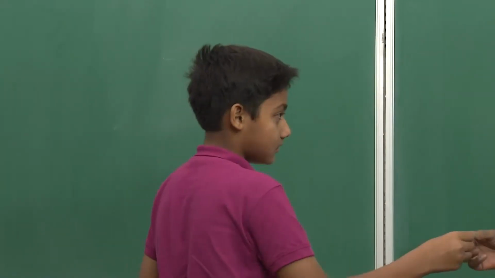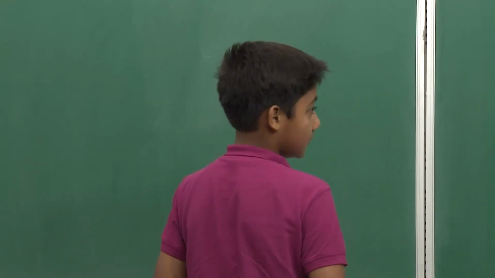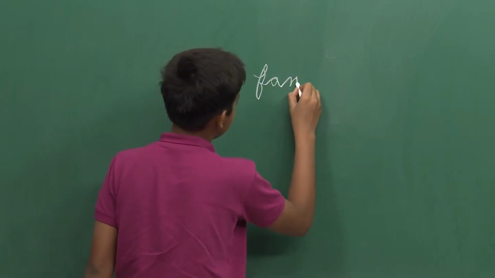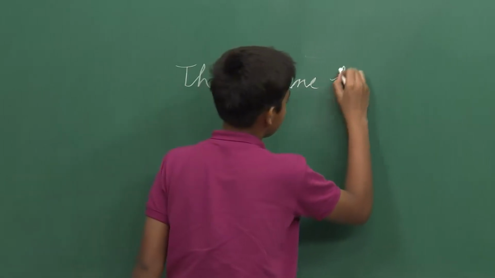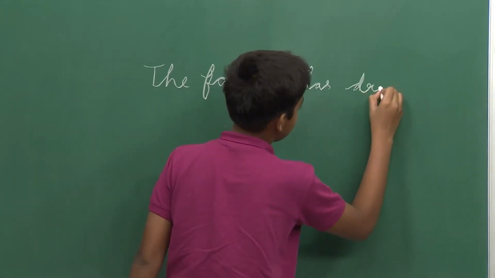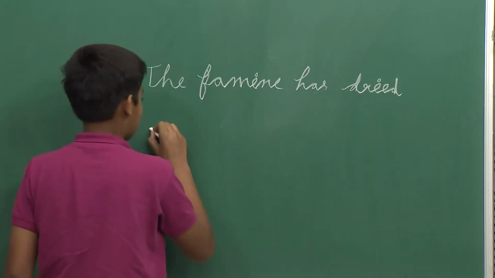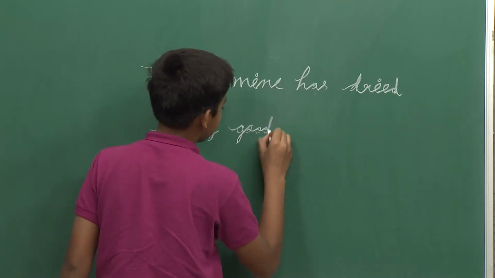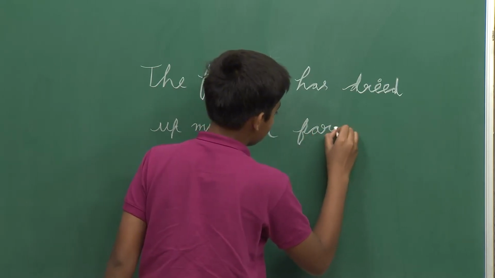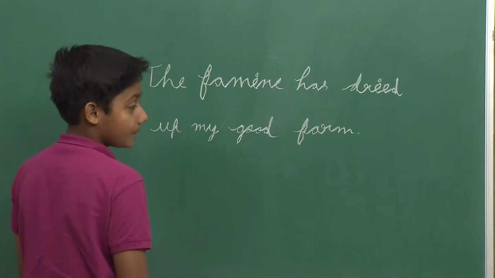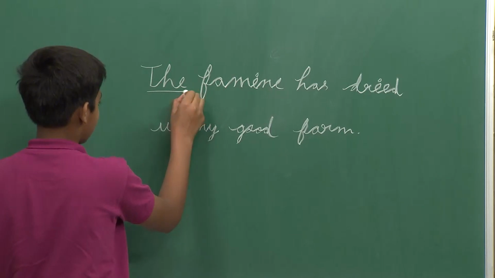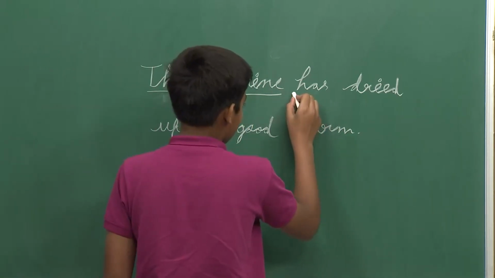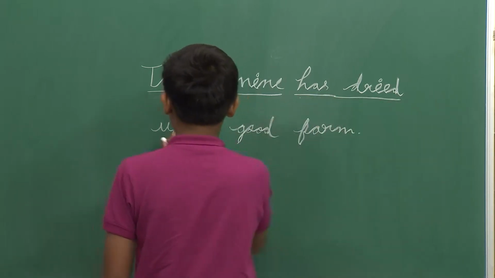Shashank, see, we do not take the simple sentences, we start from the third sentence. Write on the board: the famine has dried up my good farm. Okay. So now break it into parts. What will be the first part? Only the famine, yes. And then the second part? Has dried up.